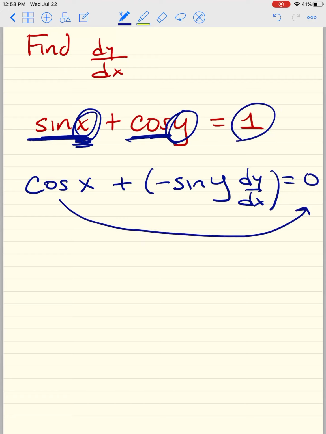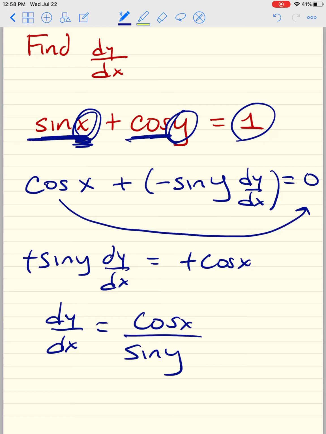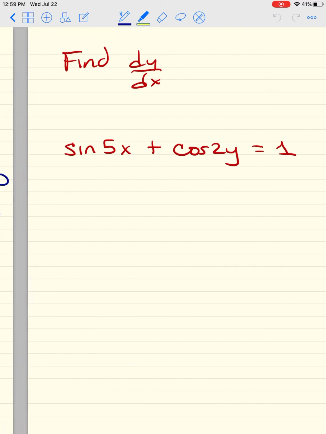I'm going to move this to the other side. And I'm going to divide both sides by a negative, so that's a positive. And now dy dx is equal to cosine x over sine y, because I'm going to divide. You are not allowed to say this is cotangent. The angles are different. Had the angles been the same, then you could say cotangent angle, but these angles are different, so do not try to simplify it or reduce it or make it into a single trig. That's your answer and you're done.